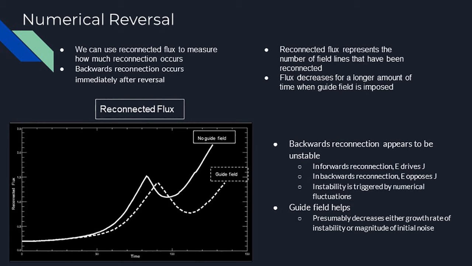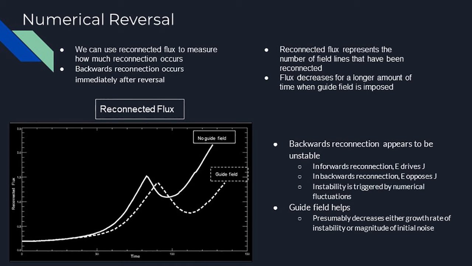And basically we think this happens because backwards reconnection is unstable. In forwards reconnection, the electric field and the out-of-plane current are parallel so that E drives J, whereas in backwards reconnection, E and J are opposite, so E opposes J. And we think that the instability is triggered just by numerical fluctuations.